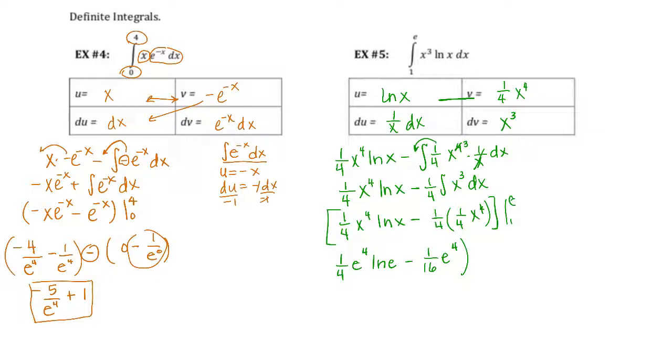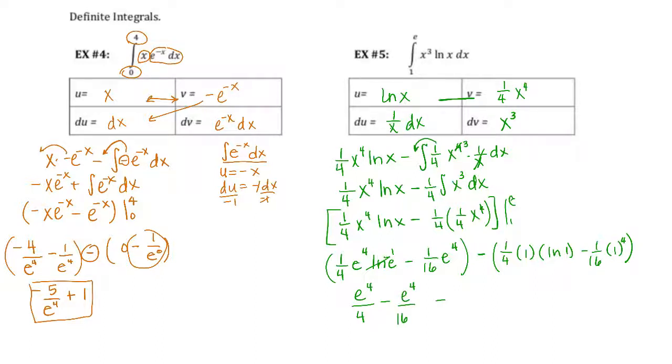So there's our top endpoint. And then minus, and let's do our bottom endpoint, which is 1. So we're going to have 1/4 times 1 times the natural log of 1 minus 1/16 times 1 to the 4th. So here we have 1/4 e to the 4th, natural log of e. That's going to be 1. So really we have e to the 4th over 4 minus e to the 4th over 16.